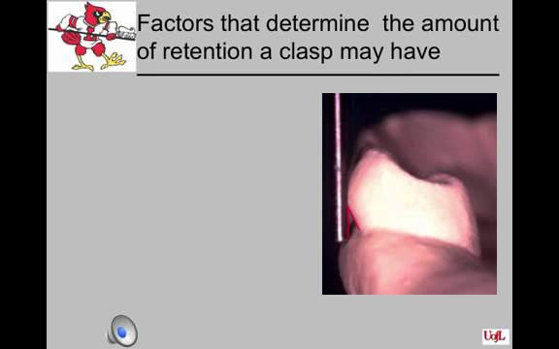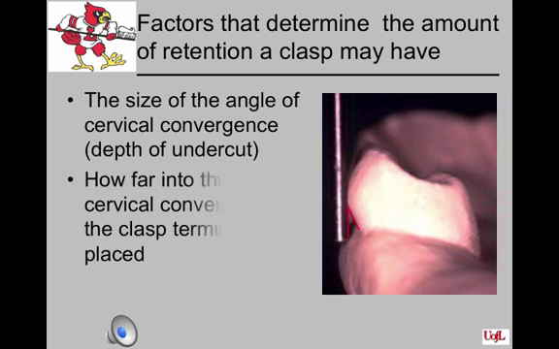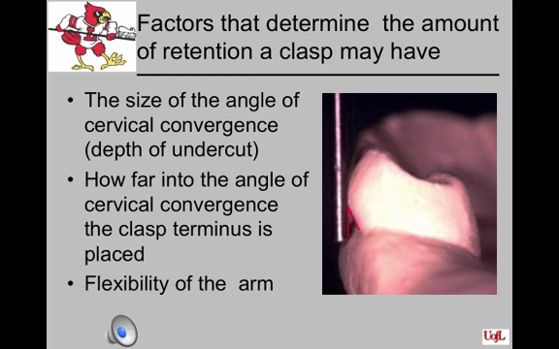The factors that determine the amount of retention a clasp may have are: 1. The size of the angle of cervical convergence, in other words, the depth of the undercut. 2. How far into the angle of cervical convergence will the clasp terminus be placed? And 3. What is the flexibility of the arm that's going to be placed into that undercut?